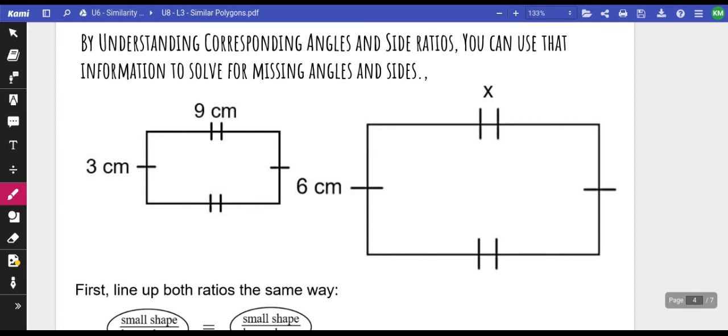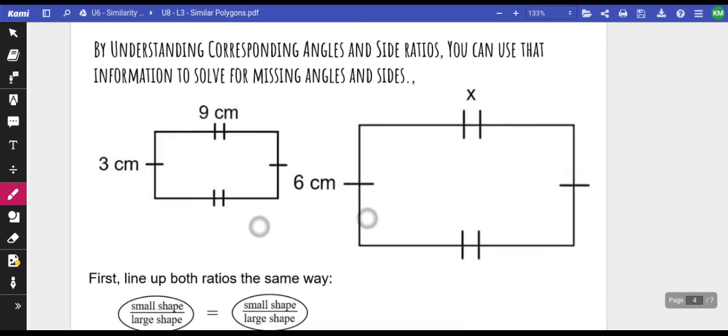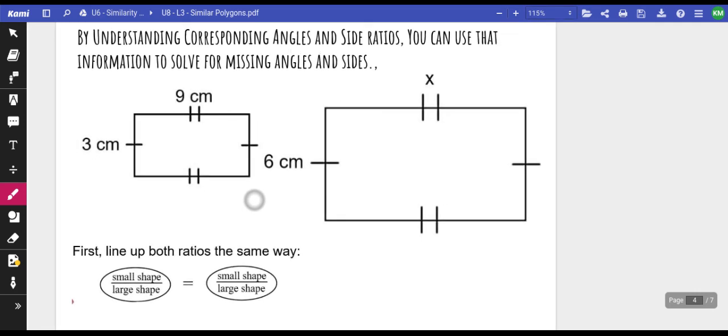It would have been fun, but, well, by understanding corresponding angles and side ratios, you can use that information to actually help you solve for a missing side. What that means is if I find the scale factor, can I just use that scale factor? Yeah, we started today with scale factor equals what over what? Image over original. Okay.